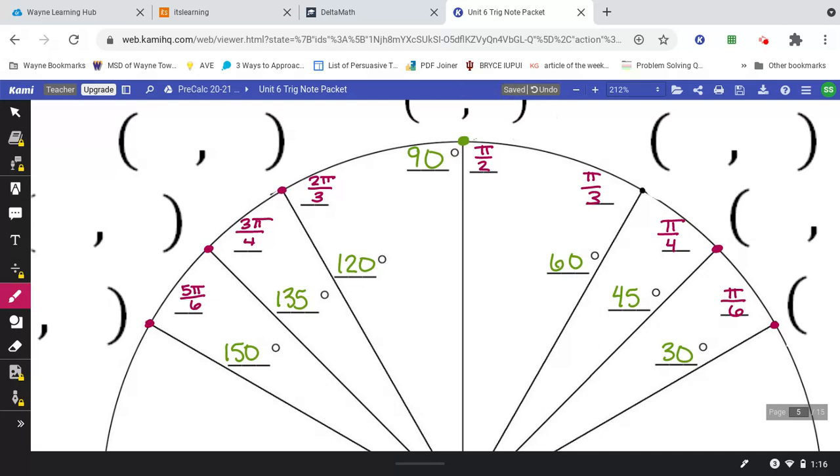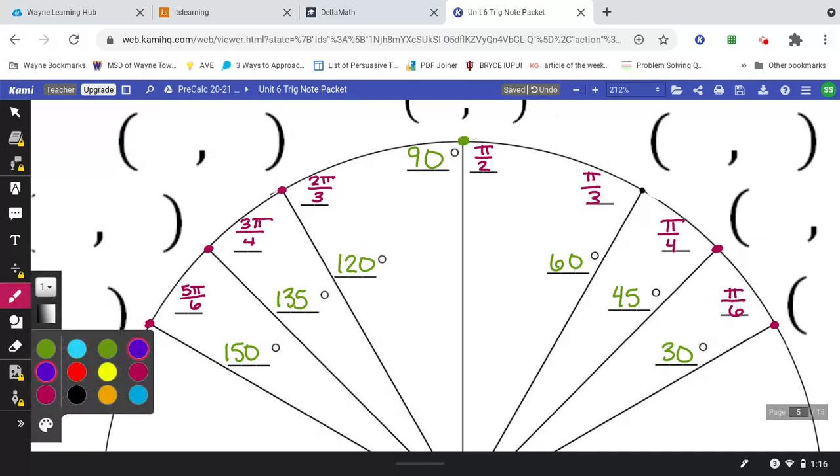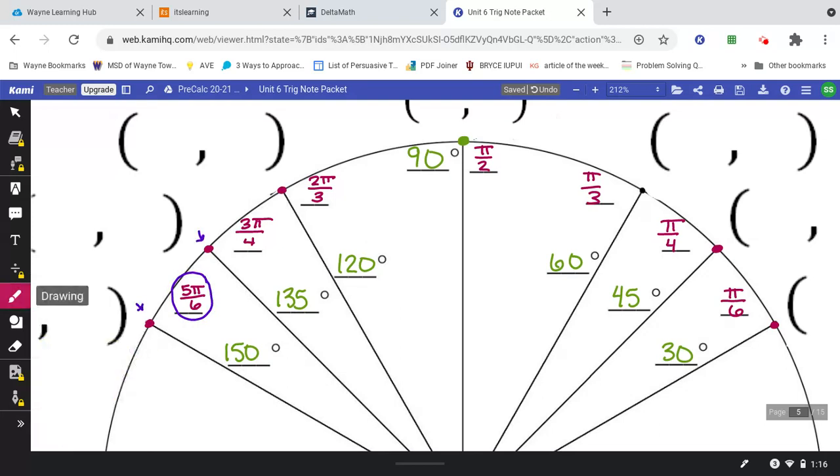Some of these look like they're a little bit close. So notice this 5 pi over 6. It's kind of close to this dot as well as this dot. So you got to make sure that you're looking at it correctly. It would actually represent this dot right here, not that one. So just be careful as you're learning to read this and see which ones correspond to each other.